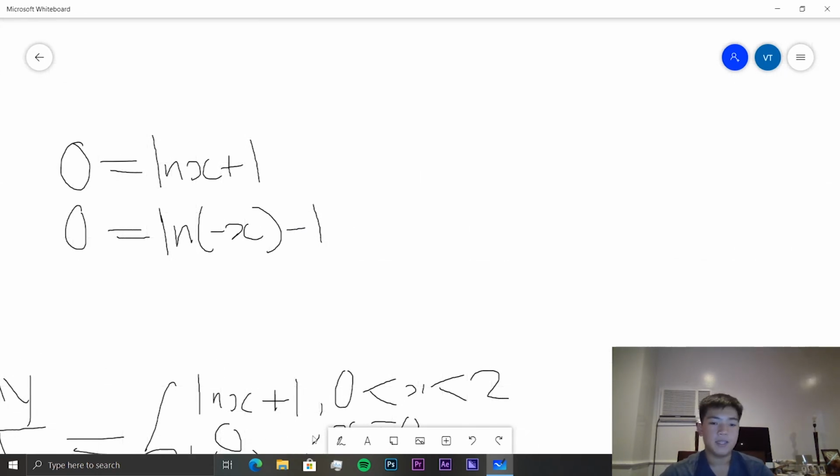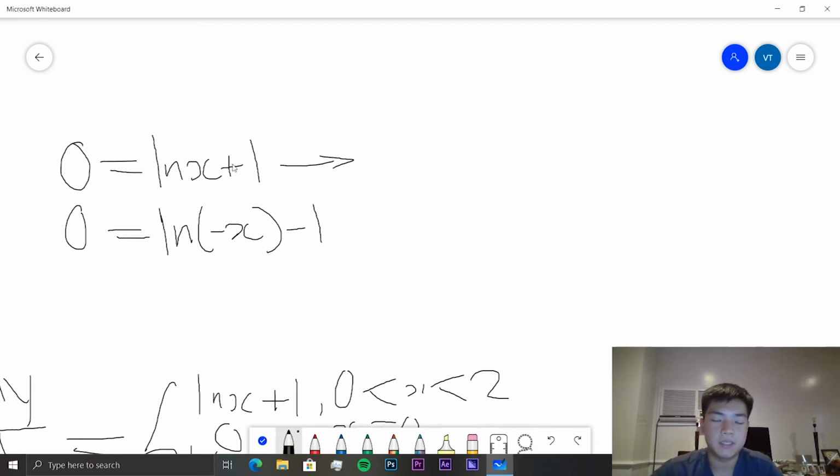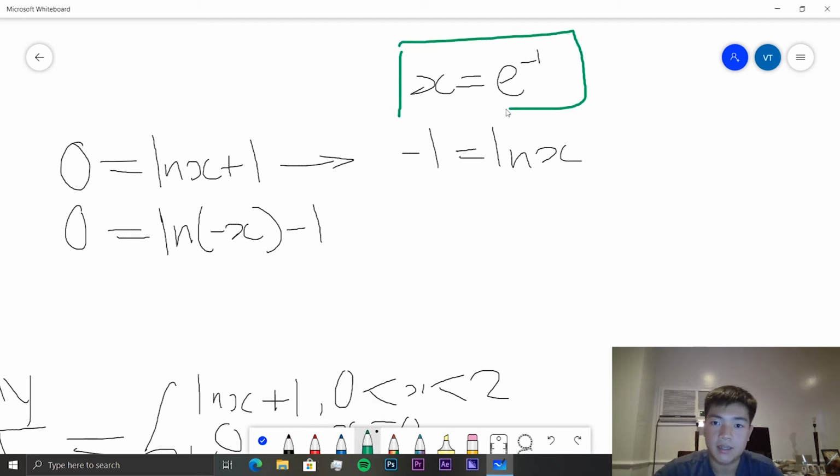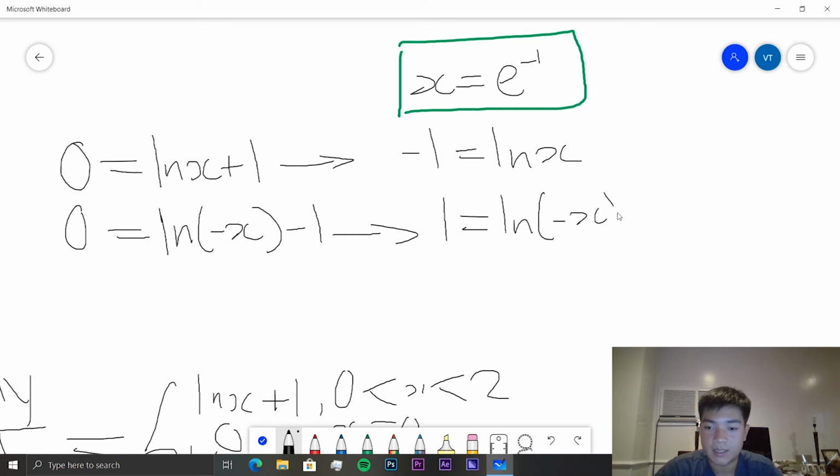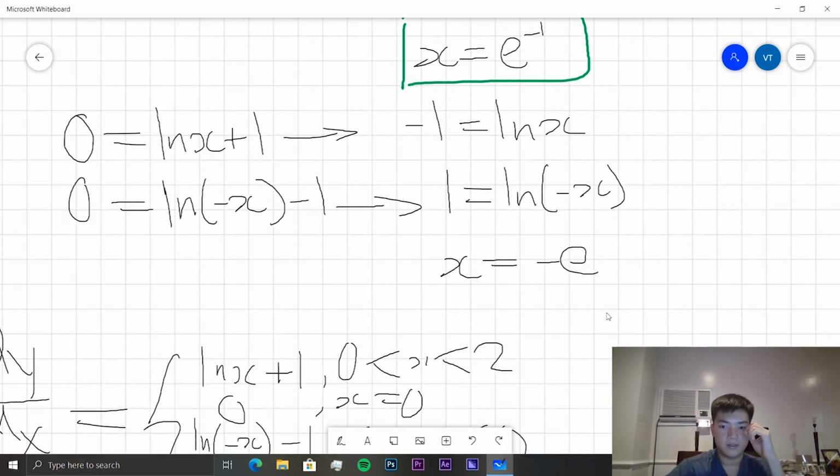Identify the nature and find the exact positions. Well, let's find the exact positions first. So we have -1 is equal to ln x. So x must be equal to e to the negative 1. And for this case, we have 1 is equal to ln of minus x. So x must be equal to negative e.